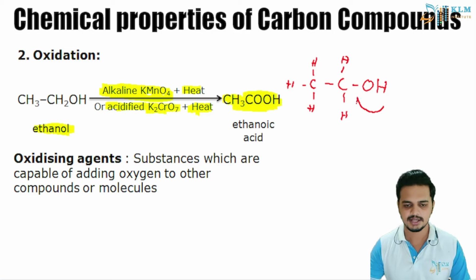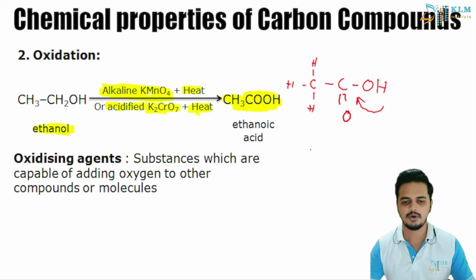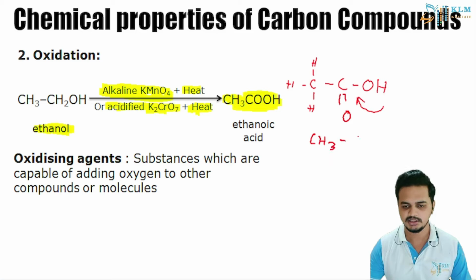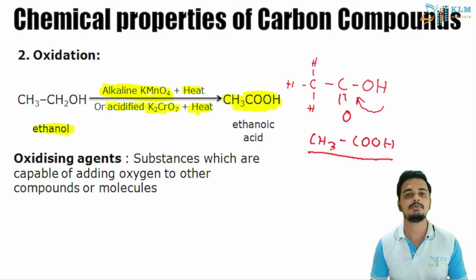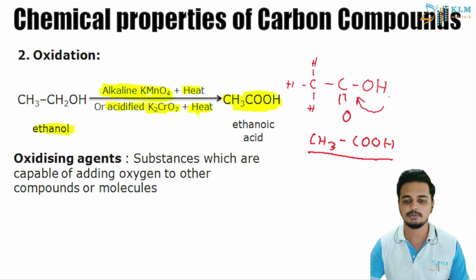Here, to this carbon atom, we are adding oxygen. So two of the hydrogens are replaced by one oxygen. So what does it become? It becomes CH3COOH. So this is ethanoic acid. So the functional group has changed here. What was the functional group here? It was an alcohol. Now it has become a carboxylic acid.